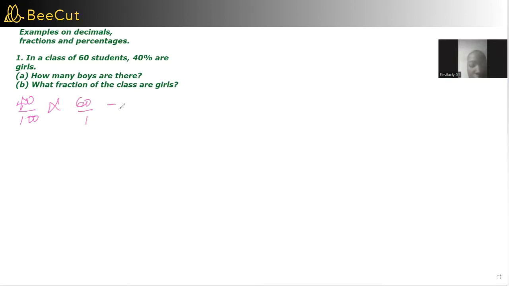So, what next? Let's write the answer to 40 times 6, that's 240. Let me say something here. Do you see these two zeros? The first zero cuts one zero downward, and the second zero cuts one zero downward. So what is left now? 4 times 6, that is 24. So 24 over 1, and that means there are 24 girls.